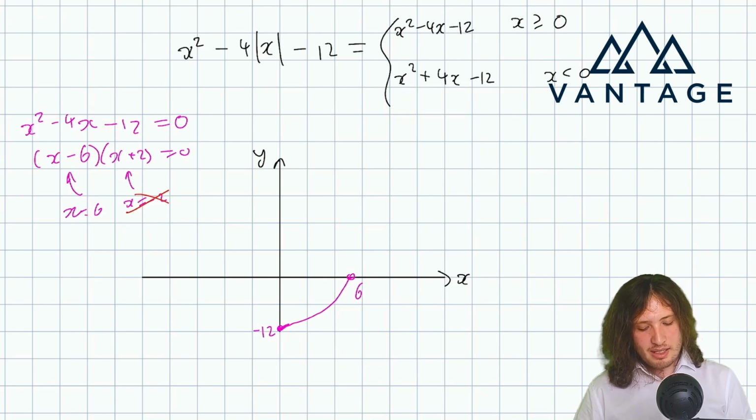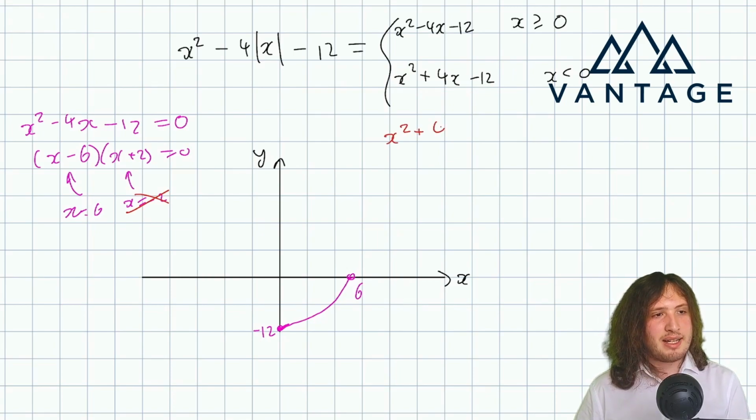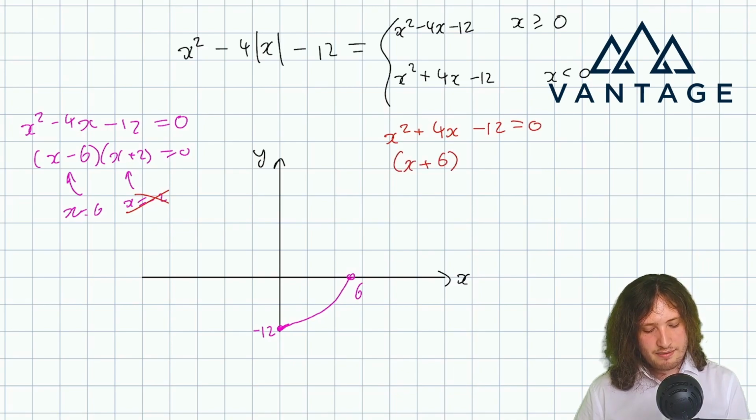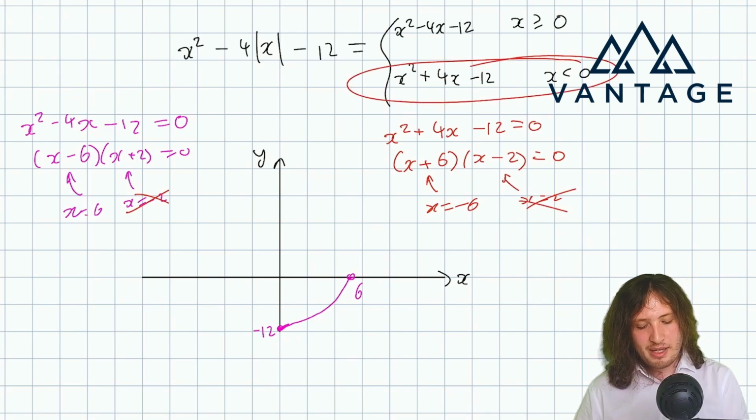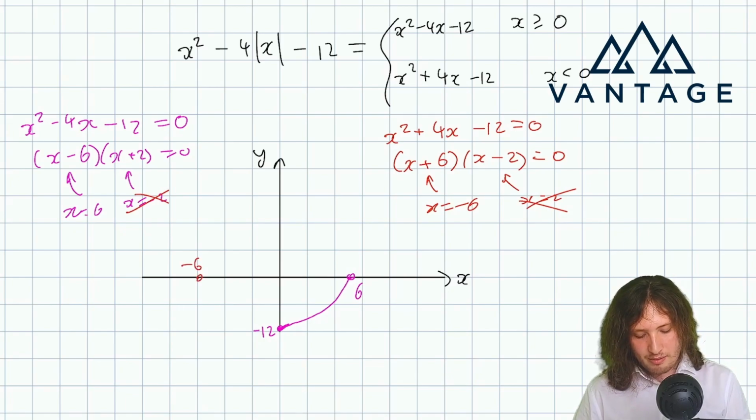So then for the other half, we know we still start at minus 12. In terms of any intercept for that one, we're now solving the equation x squared plus 4x minus 12 is 0. That factorizes very, very similarly. So now we get x equals minus 6 and x equals 2, but now it's 2 that we discard because this version of the formula is only valid for negative x. So we then get our other x-intercept over at minus 6, and we've got something like this.